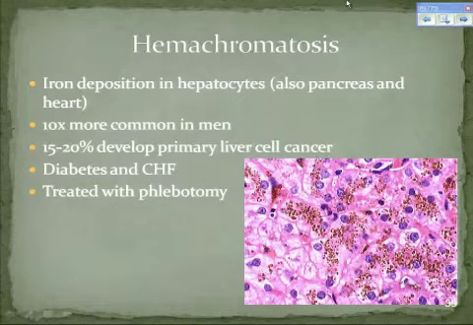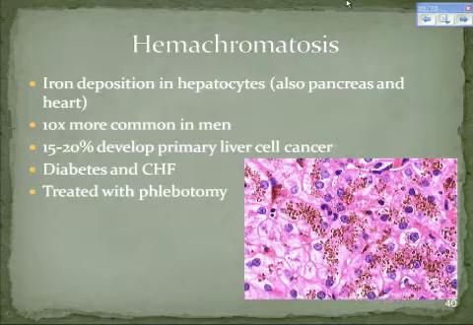And the way we treat it is actually very simple. We just phlebotomize them. The reason women don't get this disease as much is because they have menstrual cycles, so as a consequence their hemoglobin levels are a little bit lower than men's, so they don't get as much accumulation of the iron in the liver that causes permanent damage.